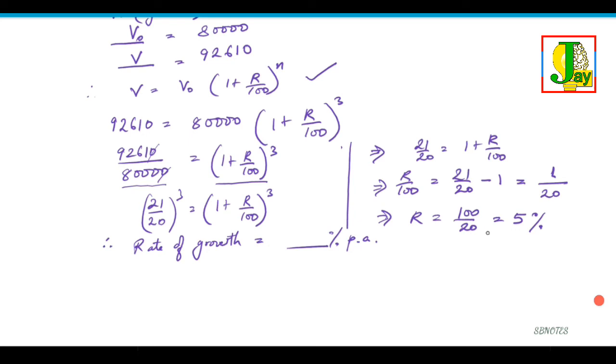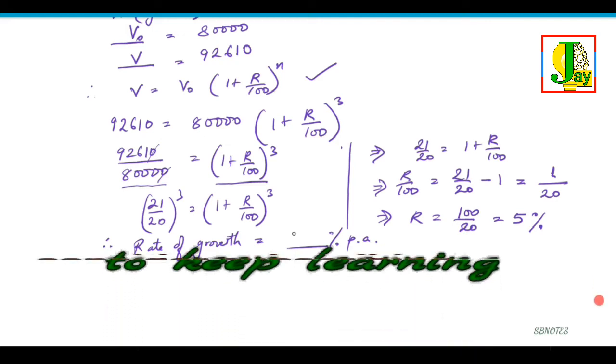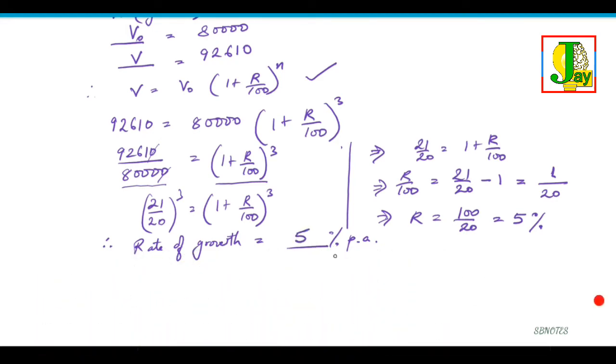Okay, so we get the rate of growth of the production of cars in the factory. We have 5% per annum.